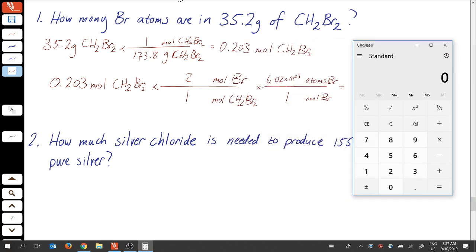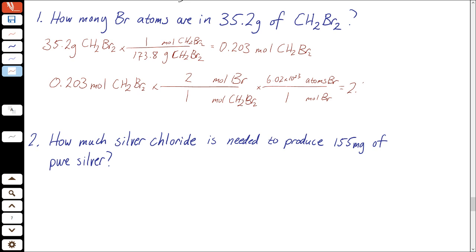All right, so I'll take my 0.203 times 2 times 6.02 times 10 to the 23rd, which gives us 2.44 times 10 to the 23rd bromine atoms. All right, did you get something close? Okay, great.